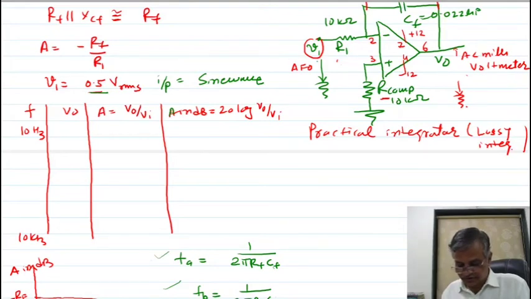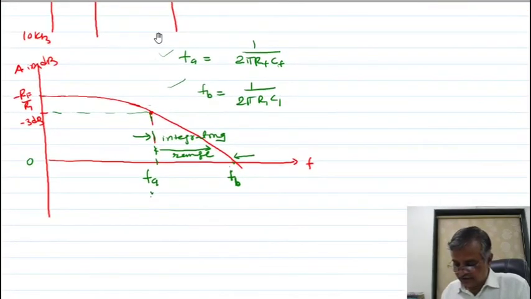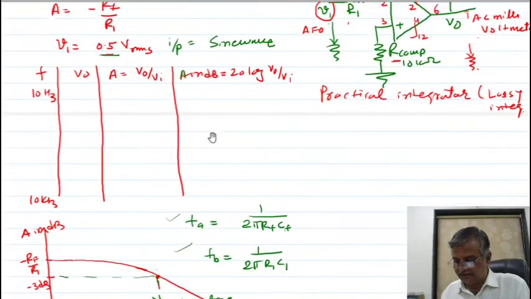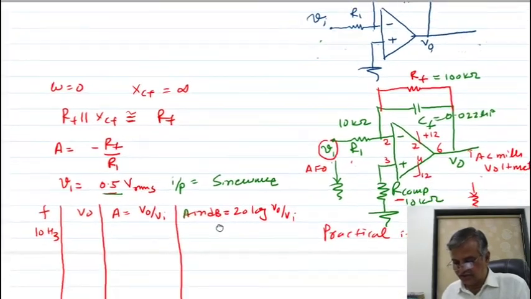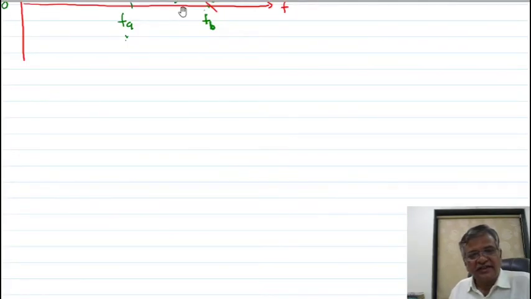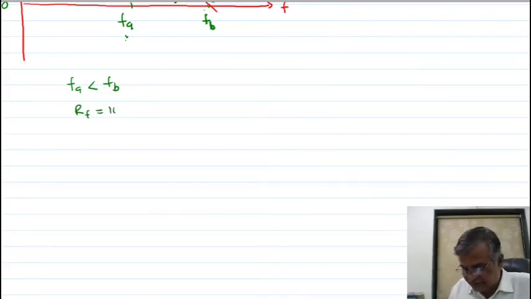So this is the way to do the experiment of op-amp as an integrator circuit. Generally, FA and FB are selected such that FA should be less than FB. Okay, and we are taking RF as nothing but 10 R1. Generally, we are taking it like this.